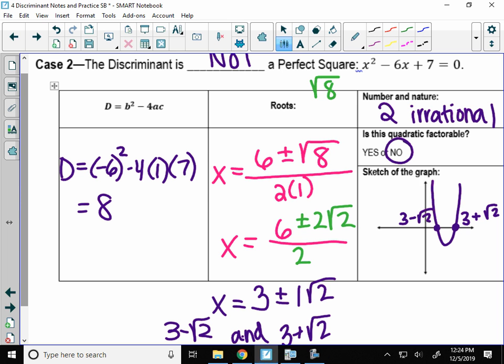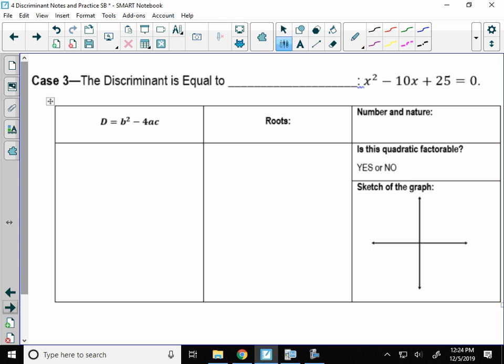And let's review real quick. So do this without looking. If you have a discriminant that's a perfect square, what's the nature of the roots? Rational. What if it's not a perfect square? 2 irrational. All right. Next one.